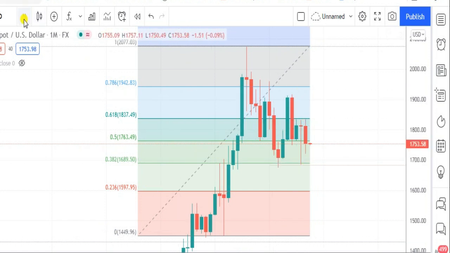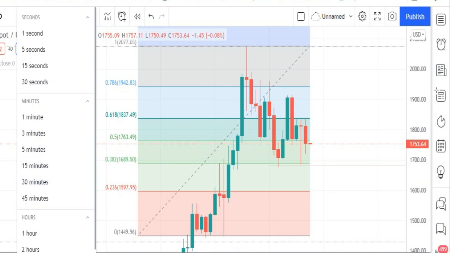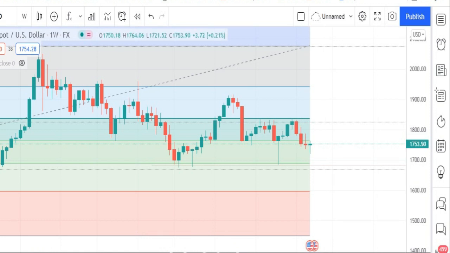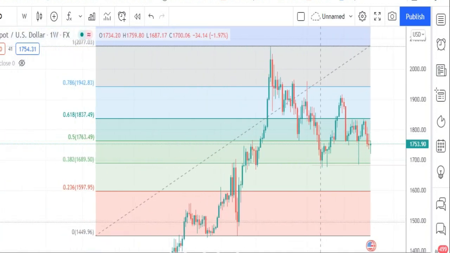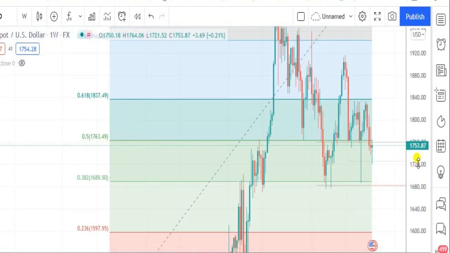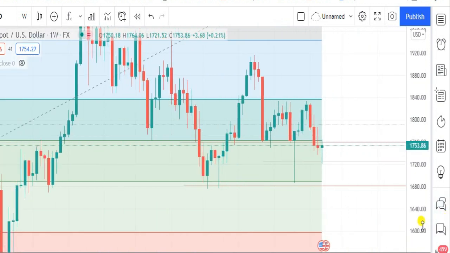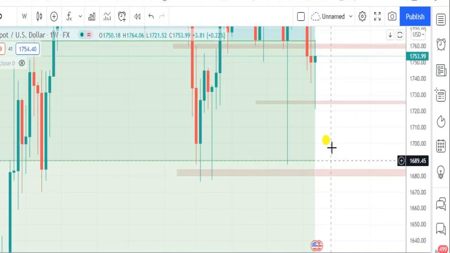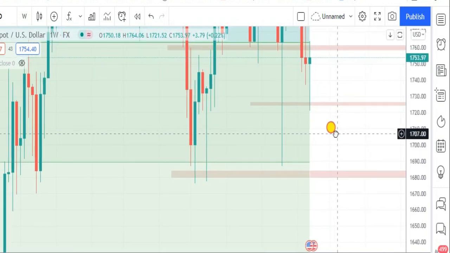Now we will look at the weekly time frame chart. There you can easily see the market levels, how the market is moving, and where to put the trades. Here, in my previous video I mentioned a few levels: 1680, 1727, and 1725.